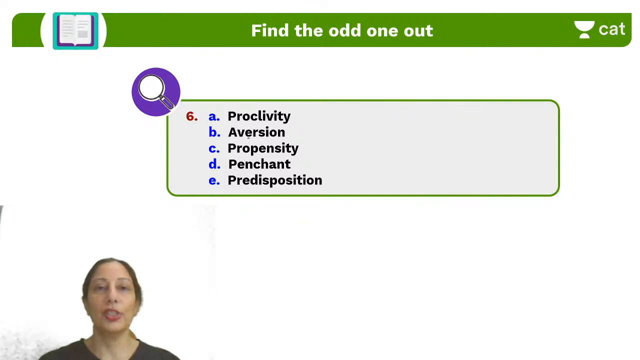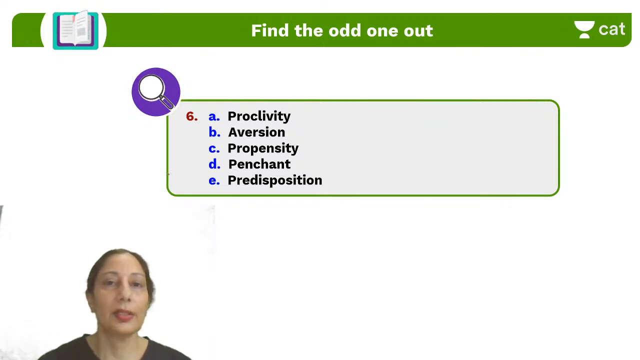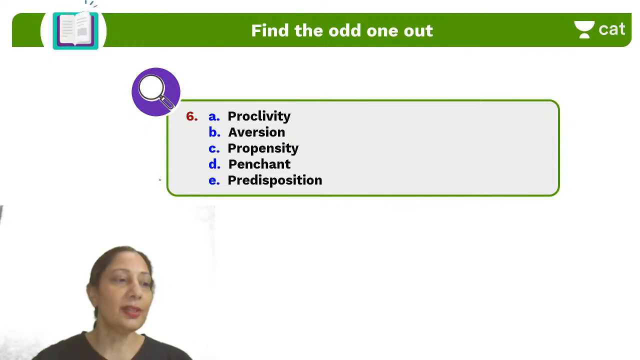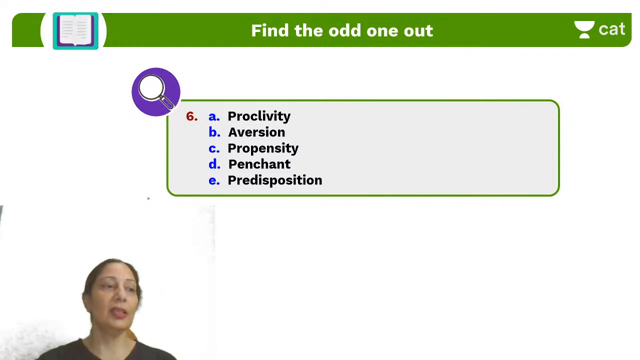Proclivity, aversion, propensity, penchant, predisposition. What is the answer, guys? Quickly tell me what is the meaning. Not thrifty, spendthrift. Thrifty is careful in spending money, Diya, but spendthrift is a person who spends a lot of money. Right? So going to the next question, proclivity, aversion, propensity.